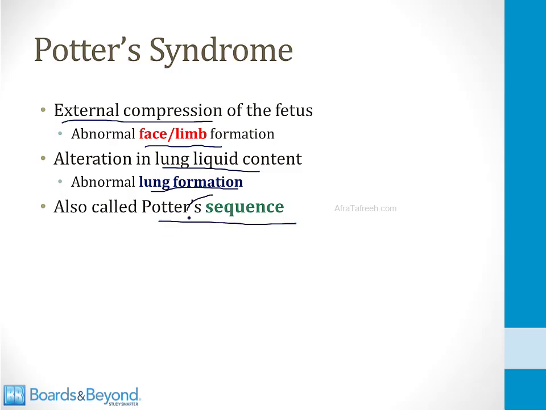The reason it's called a sequence is because it is a sequence of fetal abnormalities that all result from a single problem, which is renal dysfunction in the baby. That renal dysfunction leads to problems with the face, with the limbs, and with the lungs. Therefore, it's sometimes called a sequence. And that concludes our video on errors in morphogenesis.